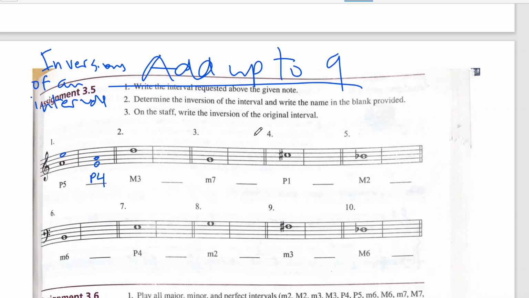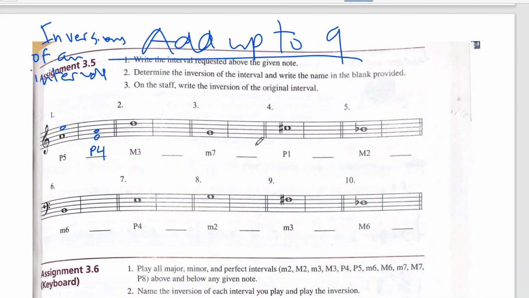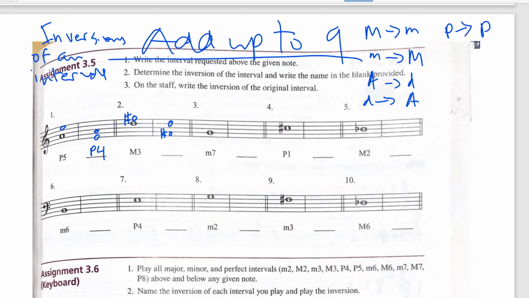Major 3rd. Okay, major 3rd, D to F sharp, because the key of D major has 2 sharps, F and C. We're going to invert this by moving that top note down an octave. If it's major, it's going to become minor. If it's minor, it's going to become major. If it's augmented, it's going to become diminished. If it's diminished, it's going to become augmented. If it's perfect, it stays perfect. These are the rules. So this is going to be minor 6. It needs to add up to 9, and it needs to change things.